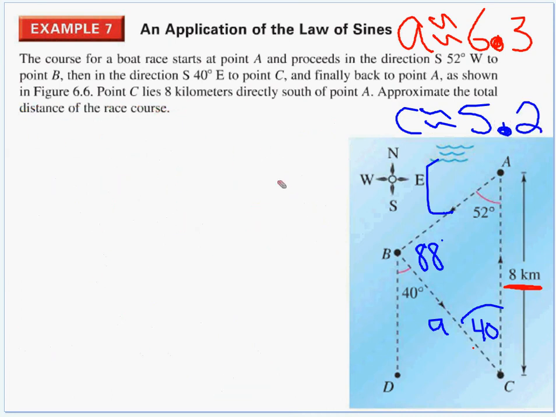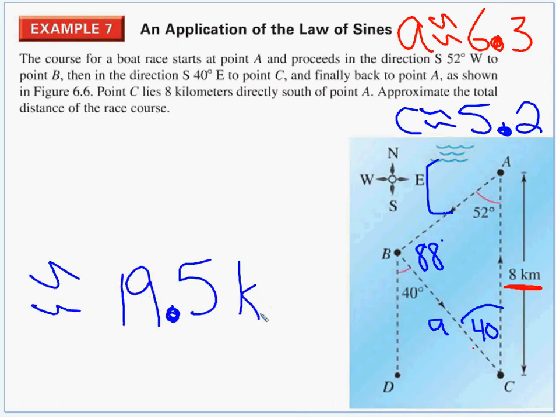Okay, again, the problem is asking what is the complete distance around the course, or what would be the perimeter of the triangle. And if we add up the given 8 and the sides that we just found, you're going to get about 19.5 kilometers.